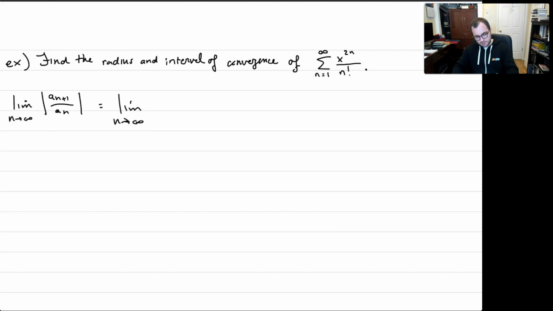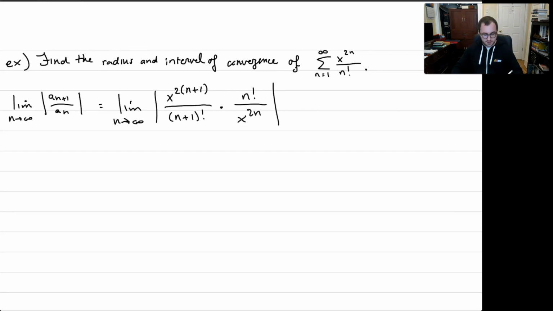a_(n+1) is x to the 2 times (n plus 1). Again, be very careful with your exponents here, with your parentheses in the exponent. And I'll divide that by a_n, aka multiply by its reciprocal. And now let's simplify this expression.